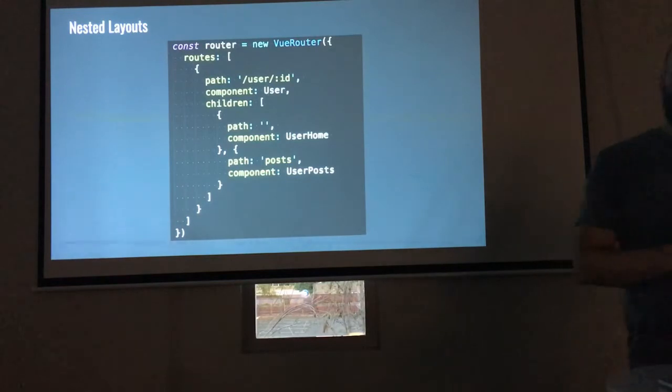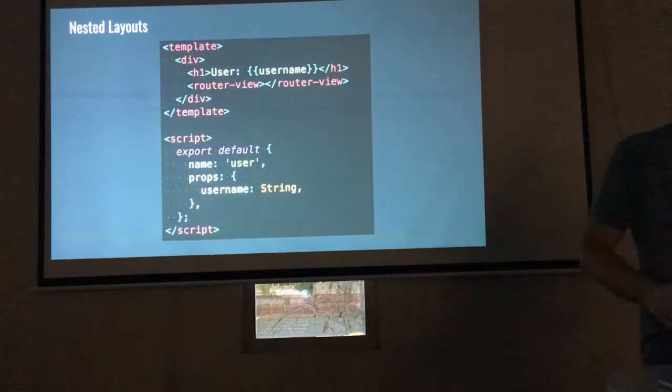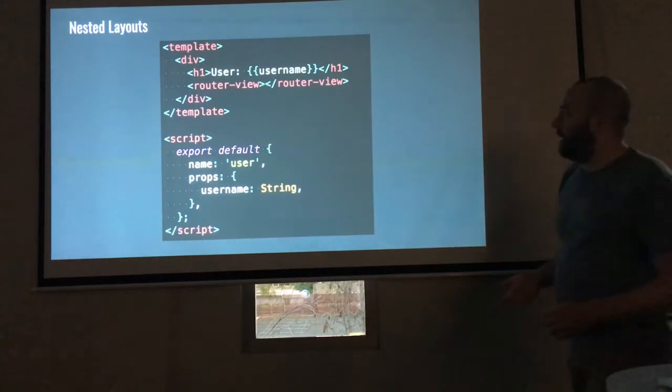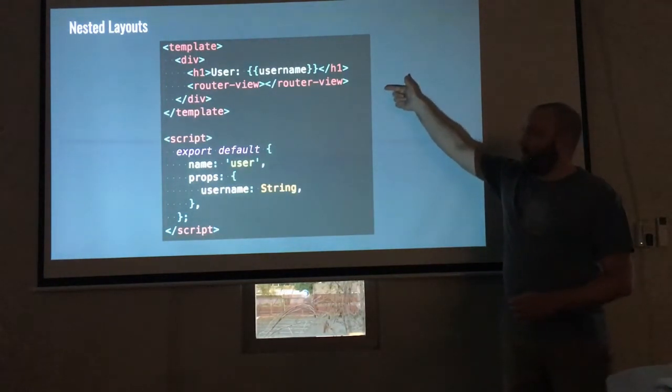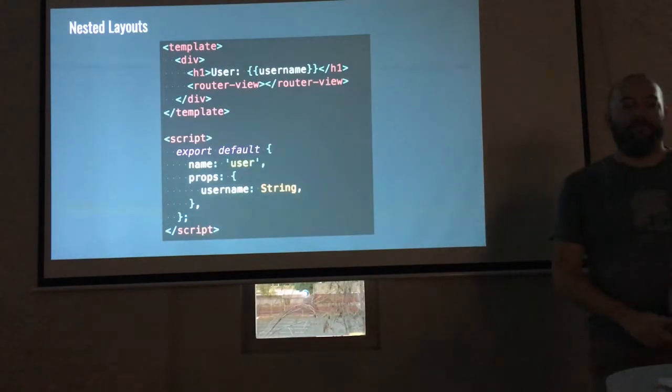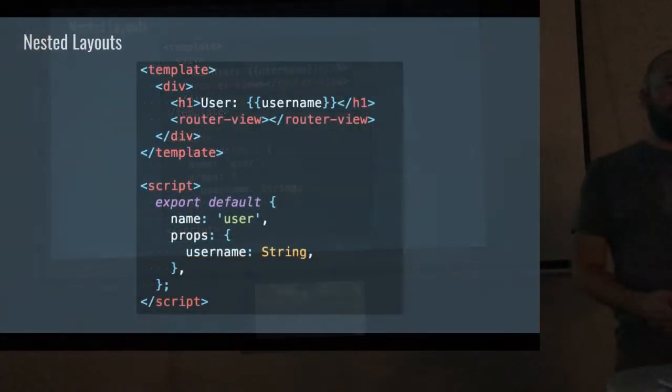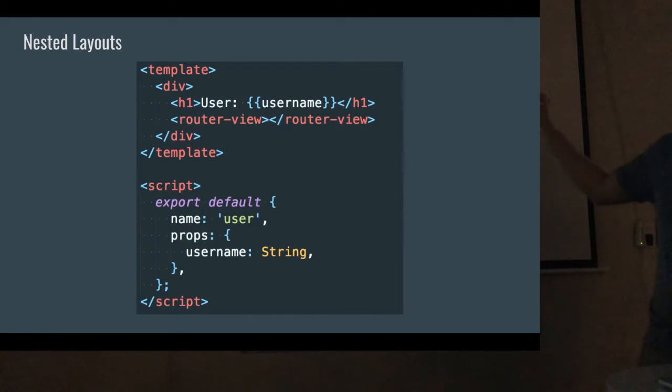Does that make sense? The way that works is inside of my user component, I would use this custom element that the vue-router gave me called router view. Anytime you have a child component that you want to render inside of another component, you just add this router view component in the markup, and it will inject the child component at that point.